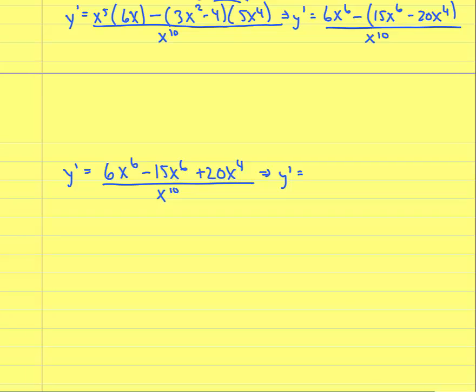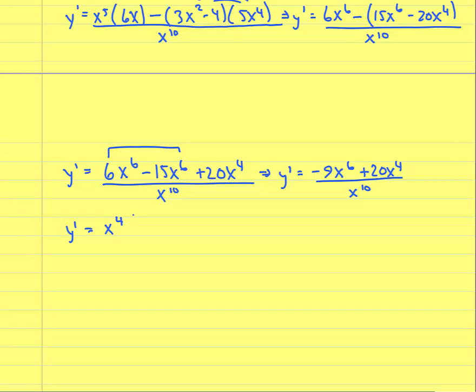So simplifying, it looks like I can pull out an x to the 4th in the top. If I pull out an x to the 4th, I'm left with 6x squared minus 15x squared. Well, I guess I could have combined these first. Let's do that. I could have continued on with what I'm doing too. Either way it would have worked. 6 minus 15 is negative 9x to the 6th plus 20x to the 4th all over x to the 10th.